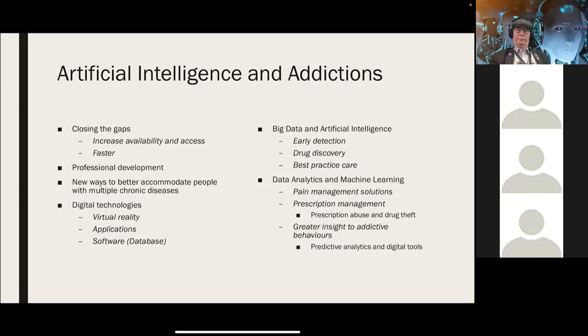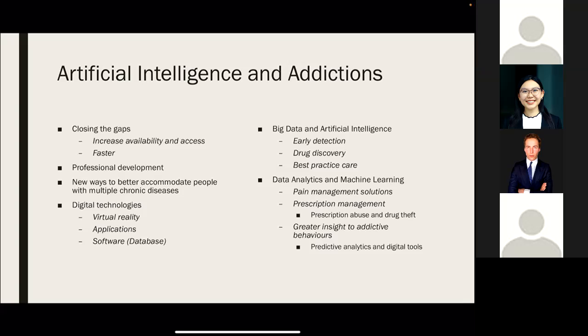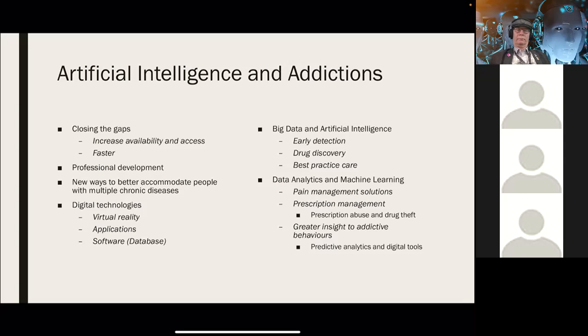It also gives the sector an opportunity for professional development to better serve the community that we serve. And it works to find new ways to better accommodate people with multiple chronic diseases. We already kind of see incorporation of artificial intelligence when we're dealing with addictions. So digital technologies such as apps on your phone, virtual reality, and software actually help with better outcomes, and we already see that.